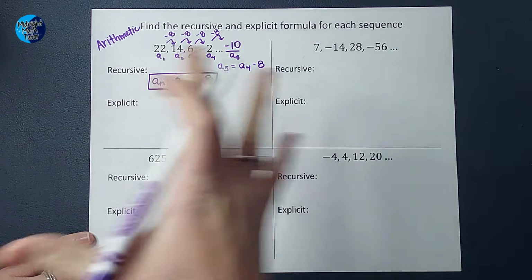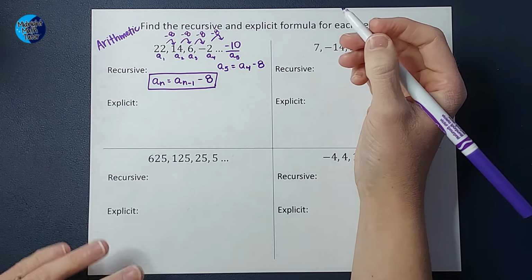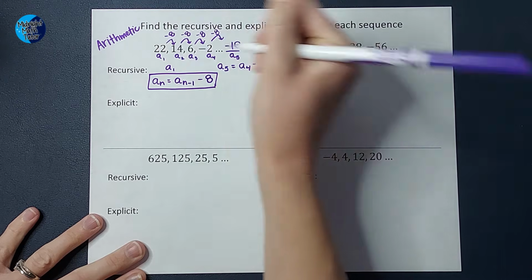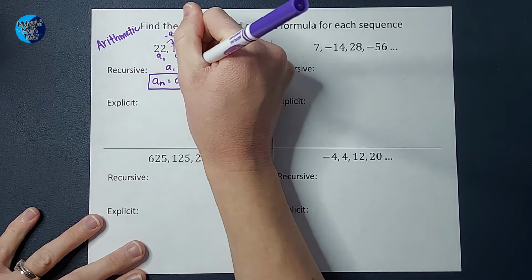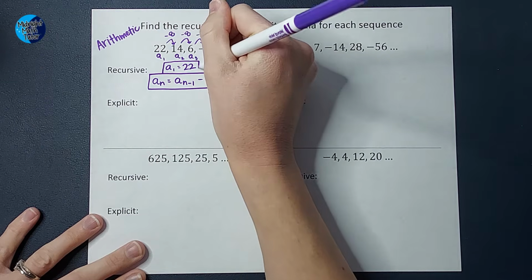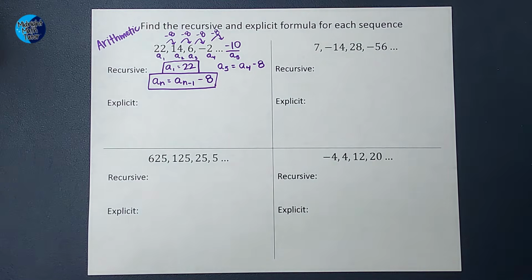Now, I know this one was a little worrisome. They'll go faster as we do more. Now, something that you do need to include is, in order for this to be helpful to anyone, they need to know what the first term in the sequence is. So I just make a little note that a sub 1 is 22. And then they can go ahead and use that to find more terms.